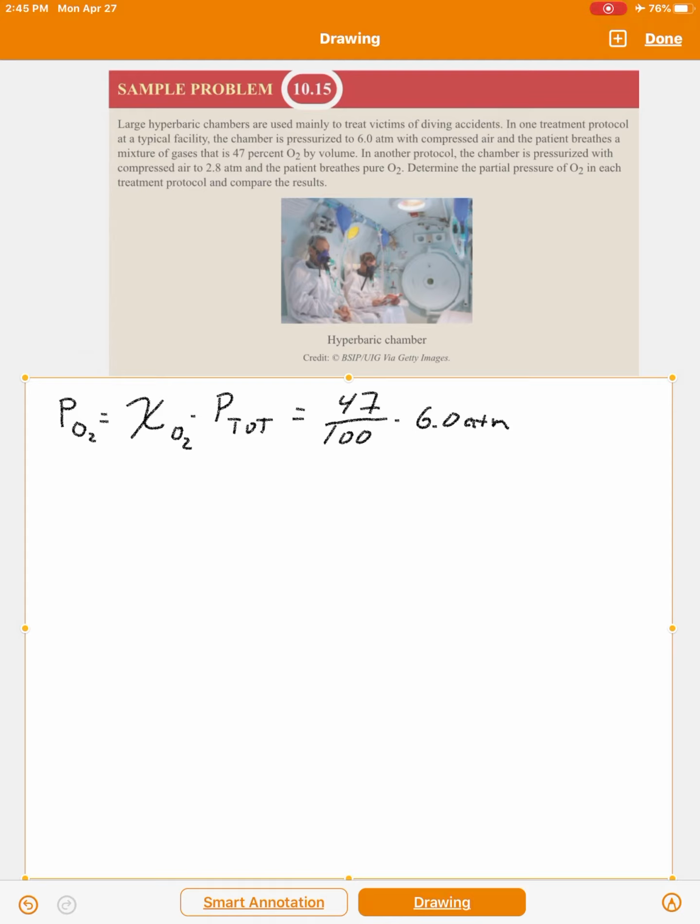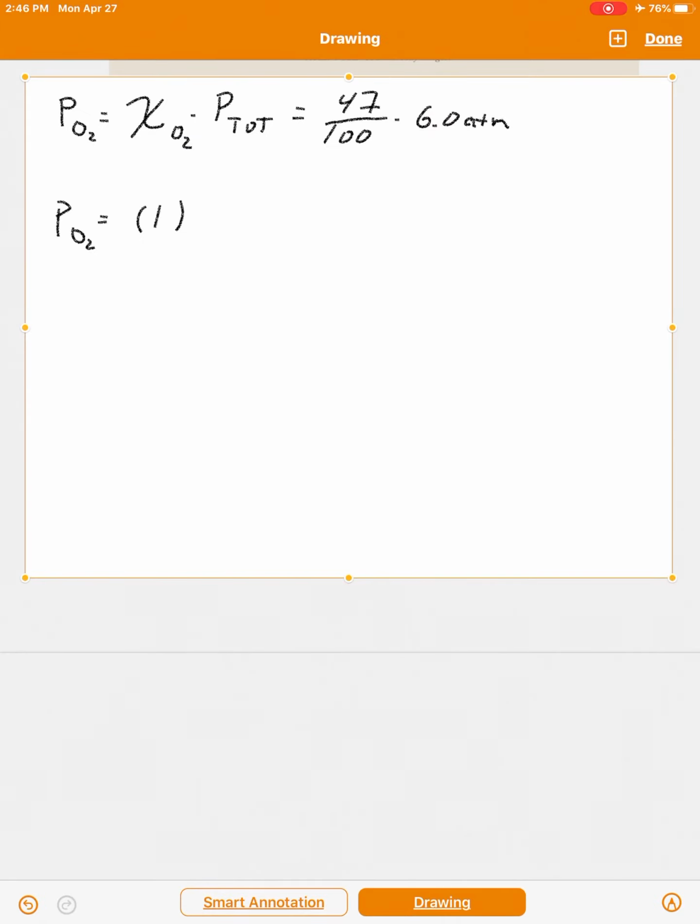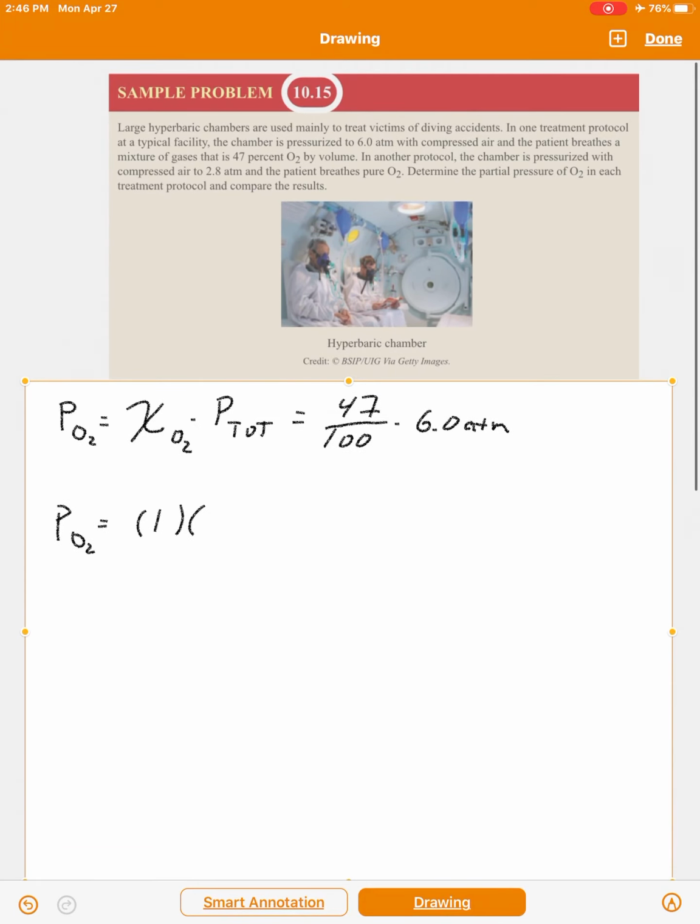Okay? In the second treatment, they tell you it's pure oxygen. That means the mole fraction is 1. Right? And so if the mole fraction is 1, and they tell you that the pressure is 2.8 atmospheres, that would give you the pressure of O2 in that example.